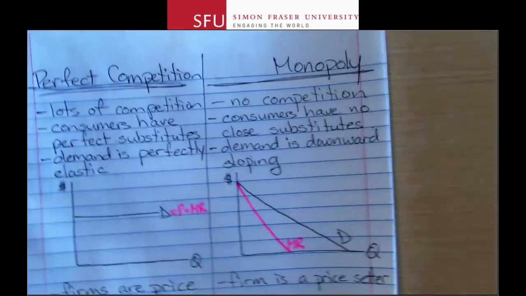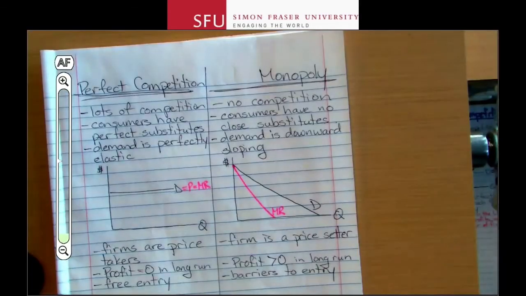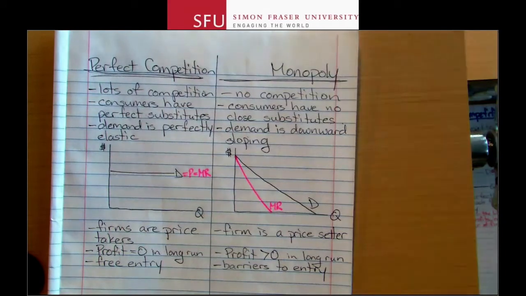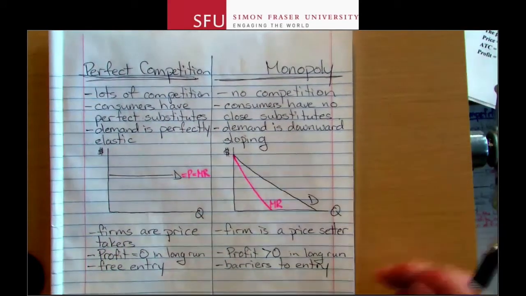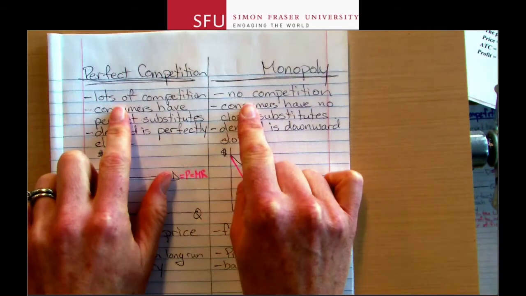Let's just go over this. What I was working on last class was this comparison of perfect competition and monopoly. So let's just go over that so you guys can remember what's going on. Okay, so perfect competition, obviously lots and lots of producers, so lots of competition.